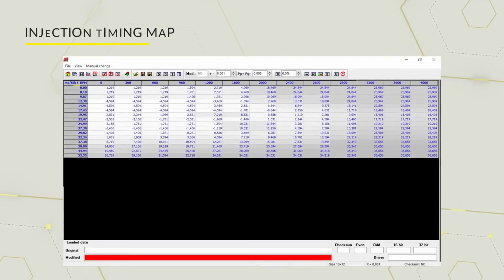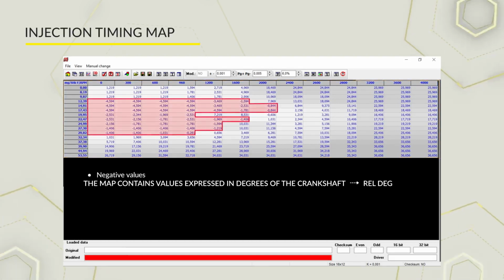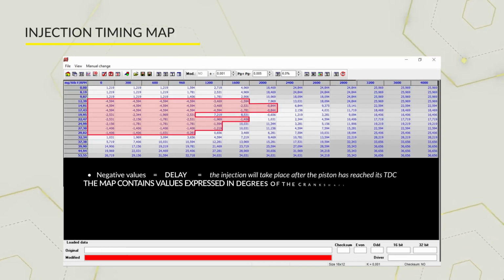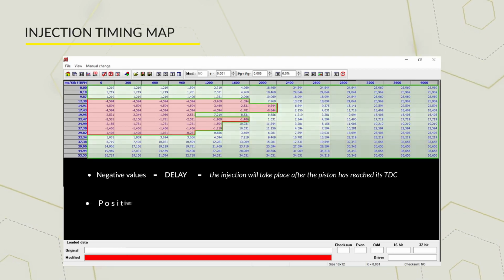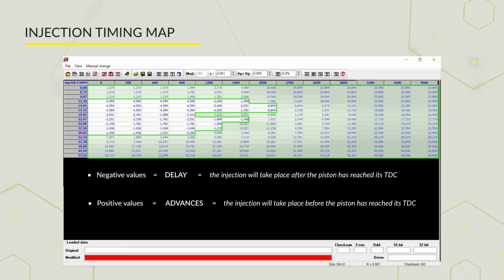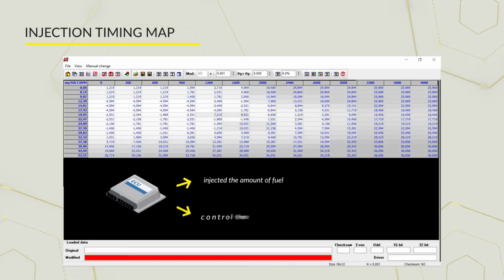Depending on the amount of fuel to be injected for each cycle and the engine speed, the map contains values expressed in degrees of the crankshaft, which determine the relative angular crankshaft degrees, taking into account the position of the piston with respect to the top dead center when the injectors must be open to inject fuel. Negative values are intended as delays. Therefore, it means that the injection will take place after the piston has reached its top dead center. The positive values are intended as advances, meaning that the injection will take place before the piston has reached its top dead center.